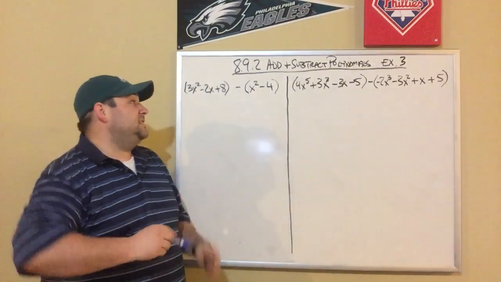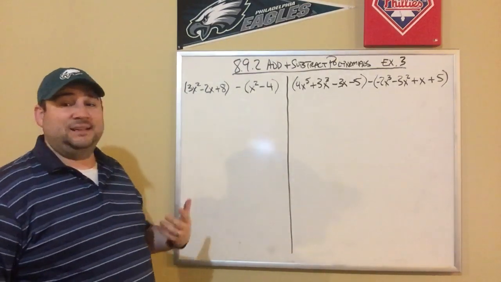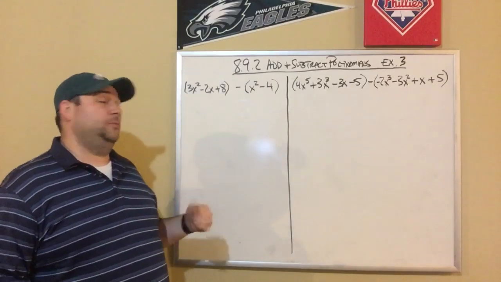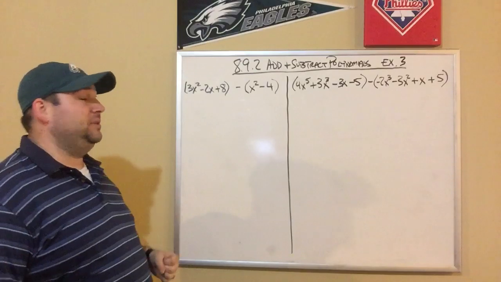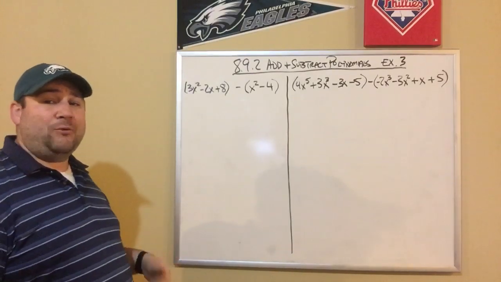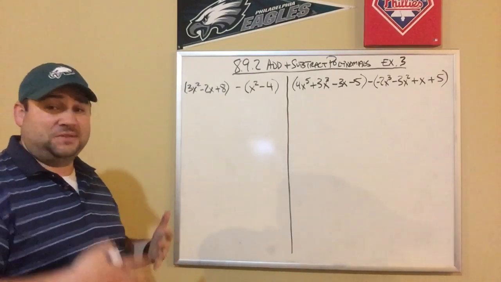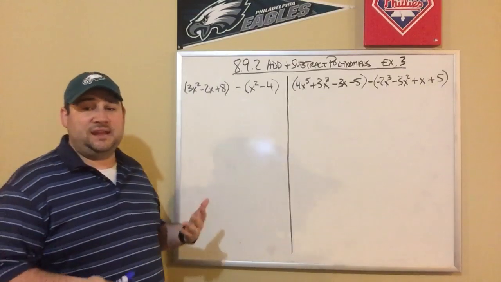Okay, pre-algebra, we got example 3 here. We're talking about subtracting now. The last one we added polynomials, and the one before we talked about standard form. So here we're subtracting polynomials. Same rules still apply in that we can subtract like terms with the same variable raised to the same exponent.